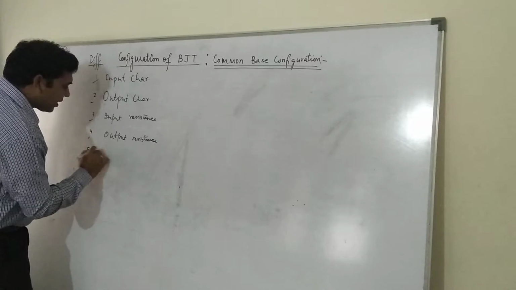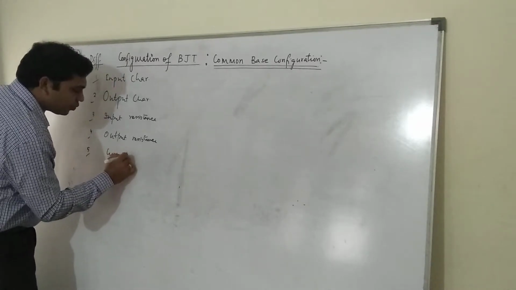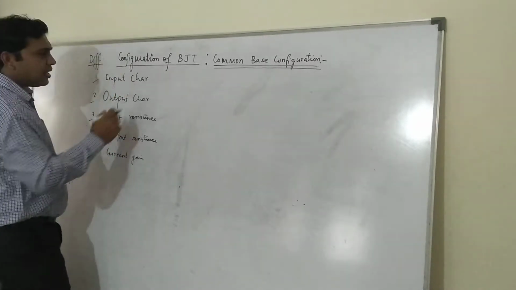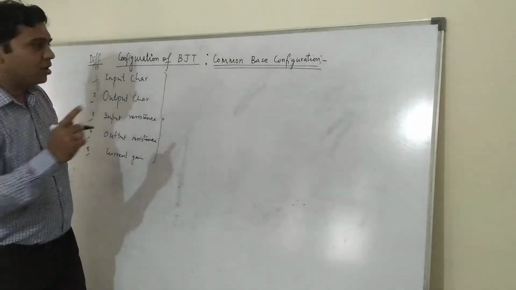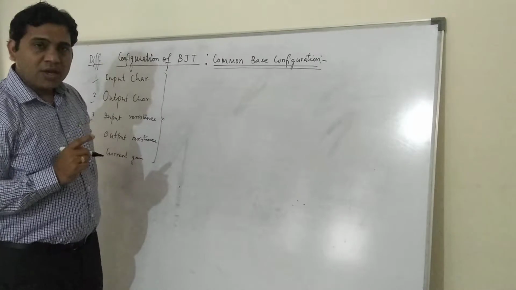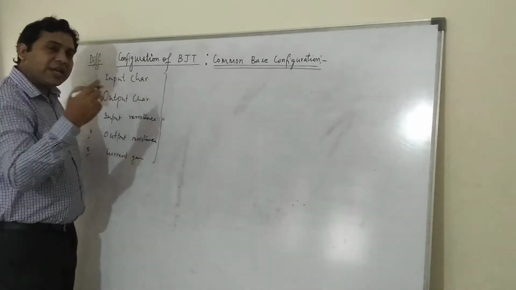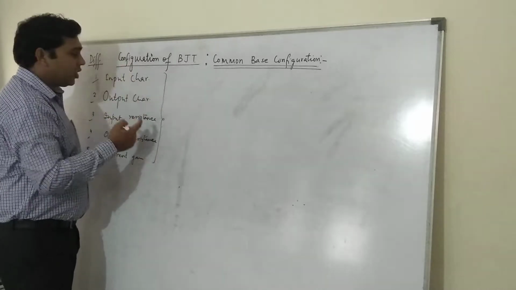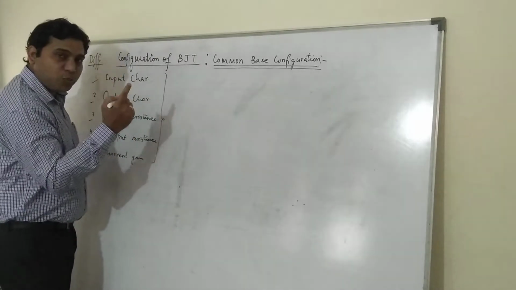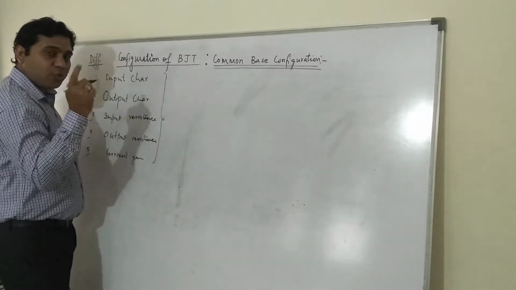And we will see the current gain. These are the 5 characteristics we will look for in every configuration of the BJT. Okay, we will see input characteristics, which is a plot or graph between input current and input voltage. Output characteristics mean output voltage and output current.